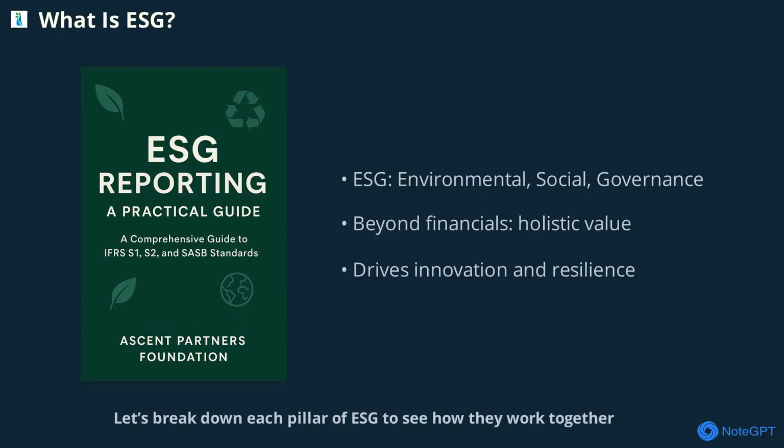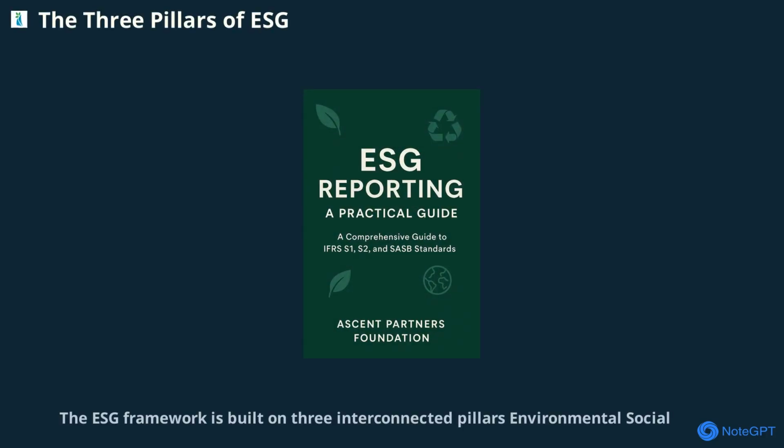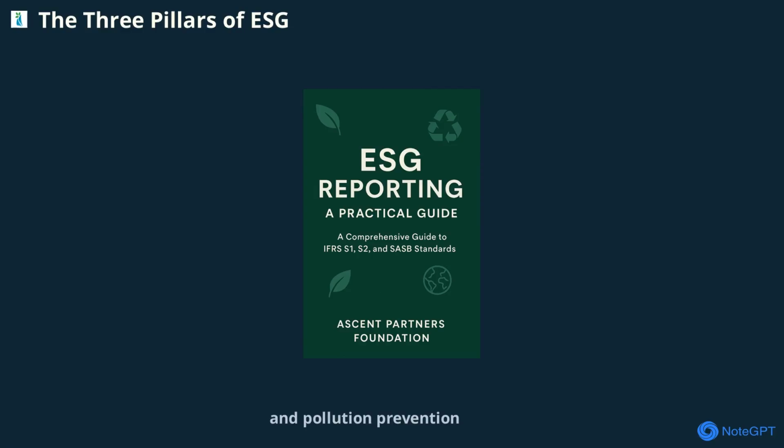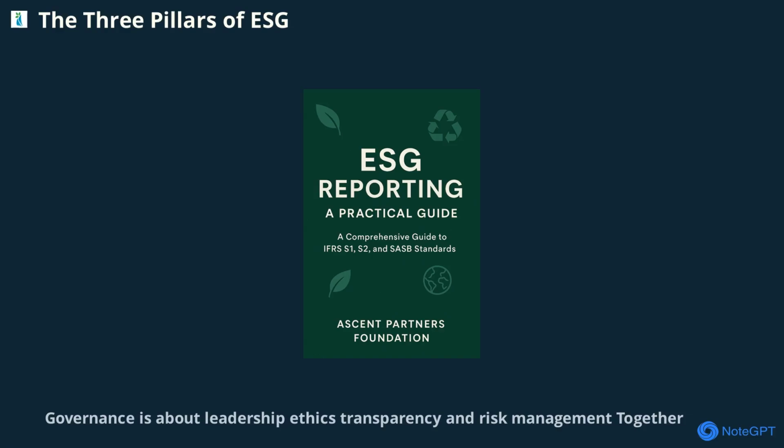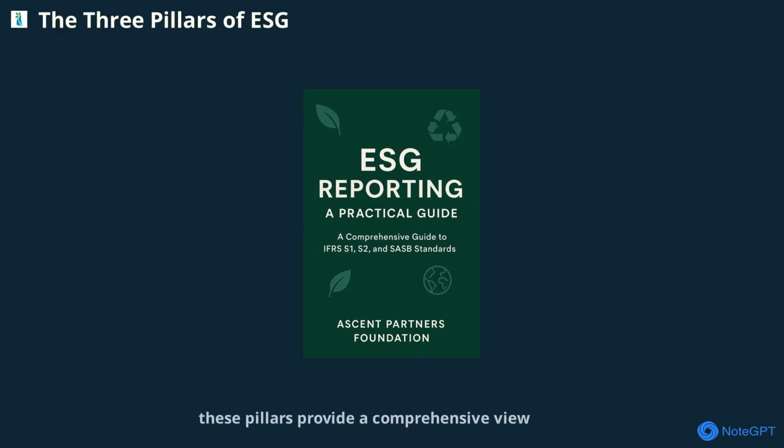Let's break down each pillar of ESG to see how they work together. ESG framework is built on three interconnected pillars: environmental, social, and governance. The environmental pillar focuses on how organizations interact with the natural world. Think climate change, resource efficiency, and pollution prevention. The social pillar addresses relationships with employees, customers, and communities, covering diversity, health and safety, and human rights. Governance is about leadership, ethics, transparency, and risk management. Together, these pillars provide a comprehensive view of sustainability and long-term value creation potential. Understanding each pillar is key to effective ESG reporting.